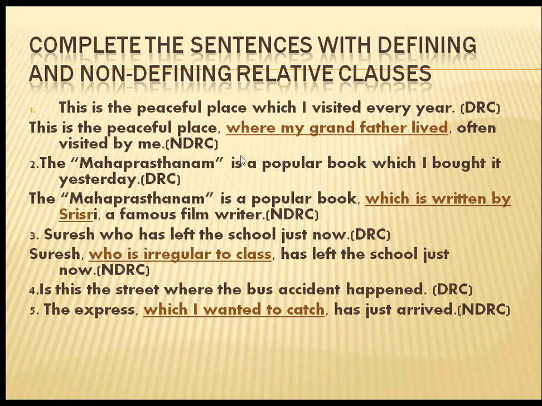Non-defining relative clause also. One sentence can be written in a defining relative clause, and also it can be written as a non-defining relative clause. Mahaprasthanam is a popular book which I bought yesterday. This is a defining relative clause. The Mahaprasthanam is a popular book, which is written by Sri Sri, a famous film writer. This is a non-defining relative clause. Popular book: there is no need to explain about the book, the speciality or extra information about the book. Still he is giving the extra information and commas also found. So this is a non-defining relative clause.